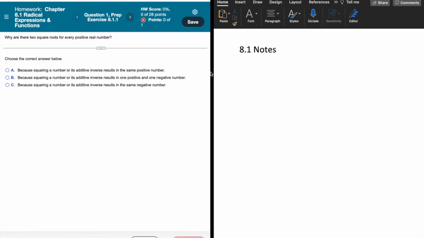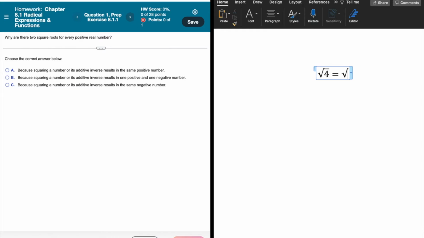So why are there two square roots for every possible real number? Well, let's just remember what, for instance, the square root of 4 is saying. It's saying what number multiplied by itself twice, that's what a square root means, will give you 4. So that could be two things. You could have 2 squared, because that will give you 4.